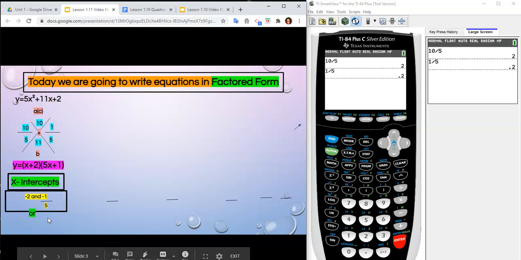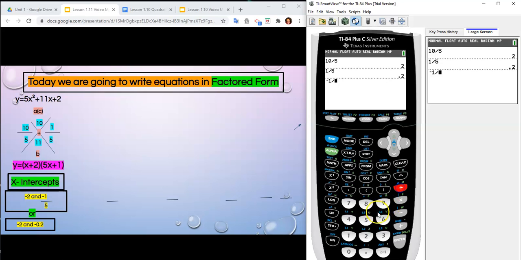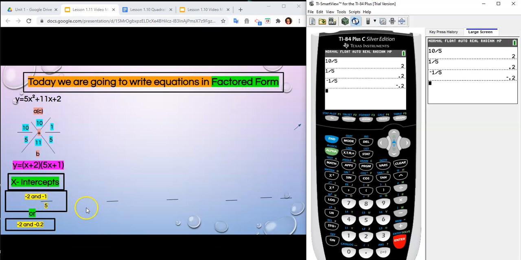I also can write this as -2 and -0.2. And when I'm saying I can write this, we're referring to our x-intercepts. The reason I can do this is because, as we just witnessed, 1/5 is the same as 0.2. And how do I know that? Well, I can just go into my calculator and put -1 divided by 5, and I get this. Okay, they're equivalent. They mean the same exact thing. It's just one is written as a fraction and the other one is not. Okay, but you don't have to worry about that because your calculator does all of that cool stuff for you.